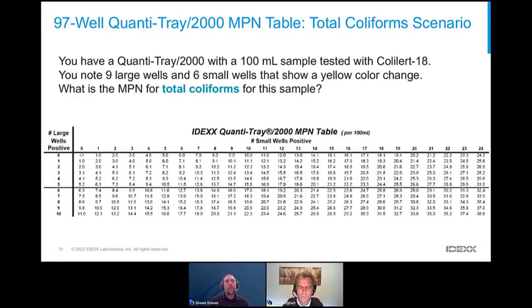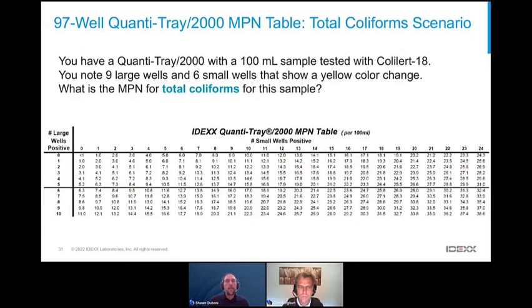Then you go to the MPN table for the Quanti-Tray 2000. The leftmost column is the number of large positive wells for your tray sample, and the top row is the number of small positive wells. So basically you find the number of small and the number of large, and then you meet them up, and that will tell you what the MPN is for that sample using the Quanti-Tray 2000.